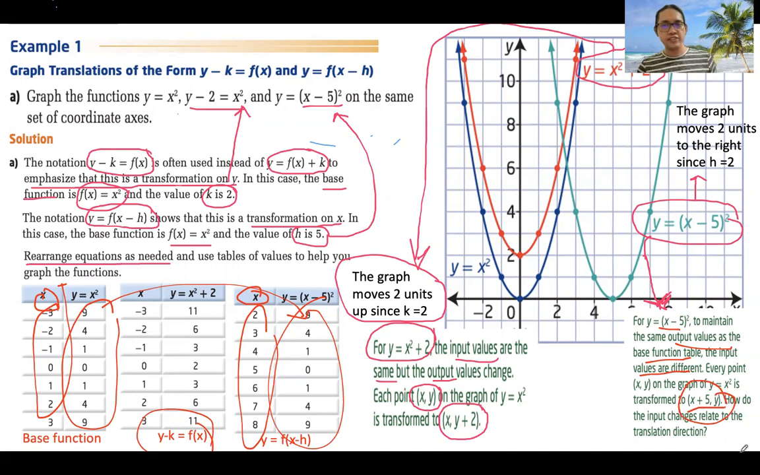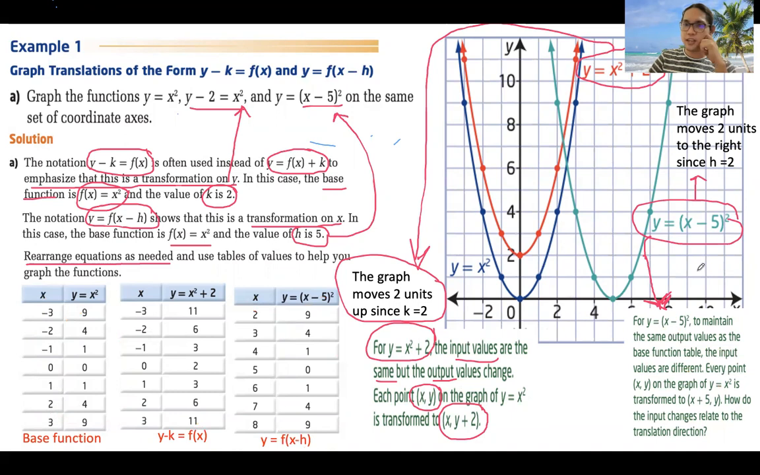So how do the input changes relate to the translation direction? Look at the movement of your h. I want you to try to be observant in here. From the base function that we have, it moves how many? 1, 2, 3, 4, 5 units. Yeah, 5 units. The graph moves 5 units to the right. It's not 2, it's 5. So sorry, 5 units to the right because your h is 5. That's the meaning of that.